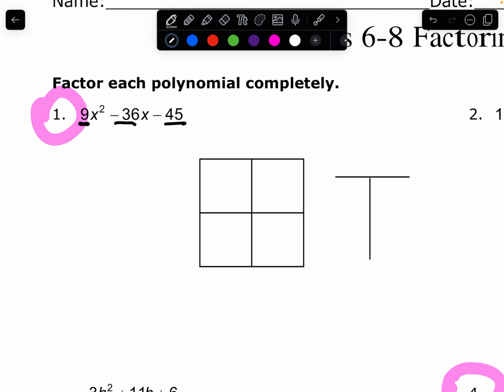And here, just look at 9, 36, and 45. Again, I always say look at the smallest one first because that's really your limiter, right? We have 1 and 9, 3 and 3. If I look at 1, that's always going to be a factor. 3 is a factor in 36 because 3 goes into 36 12 times. And then 3 goes into 45 15 times.